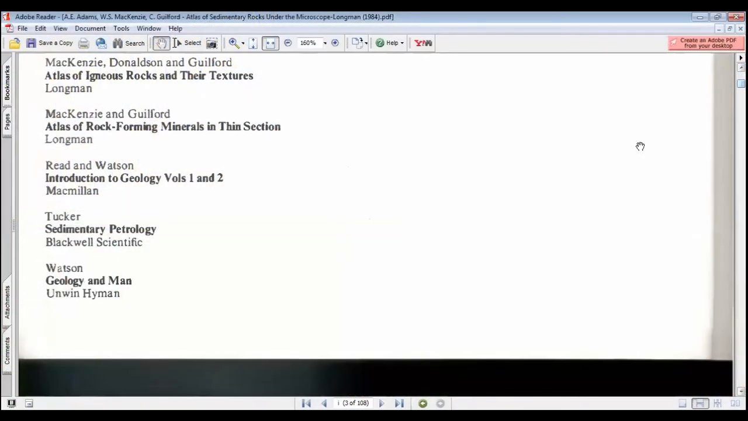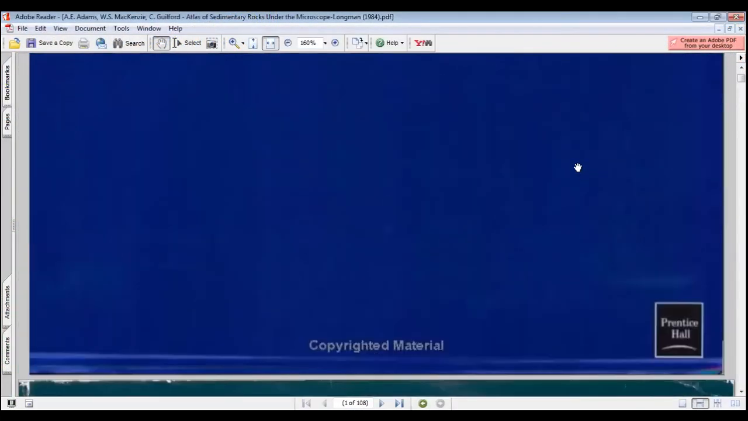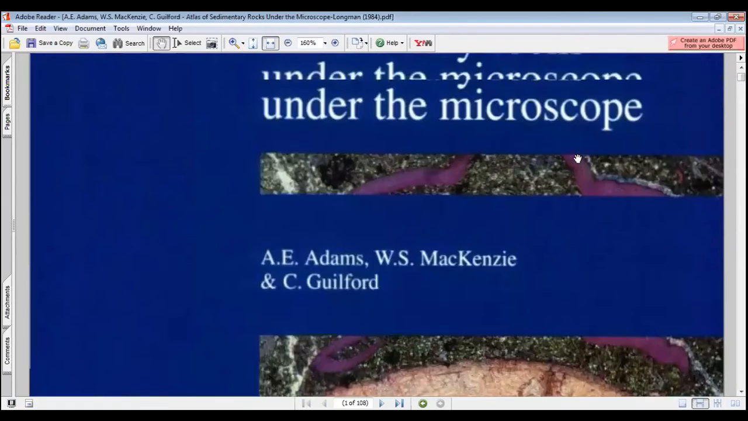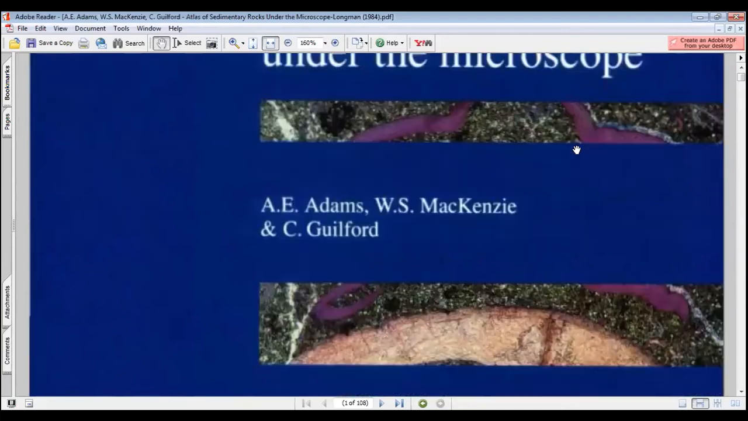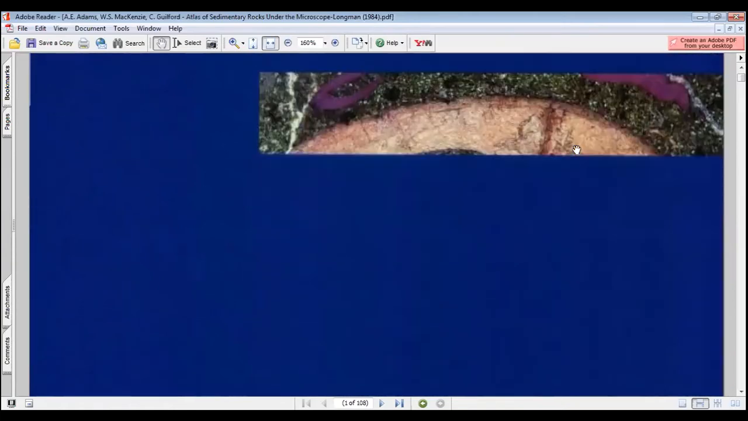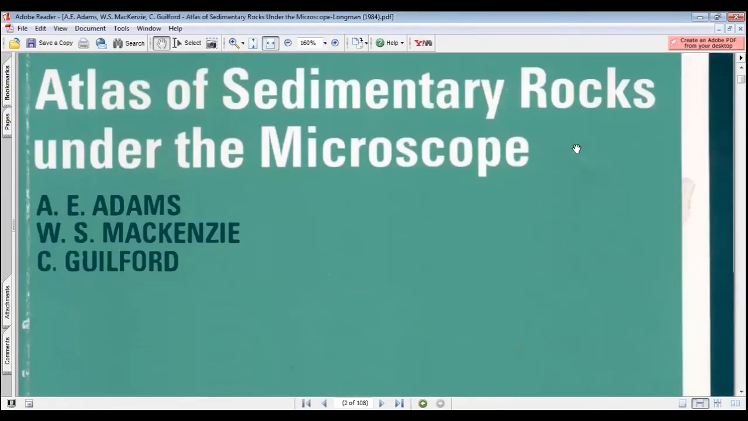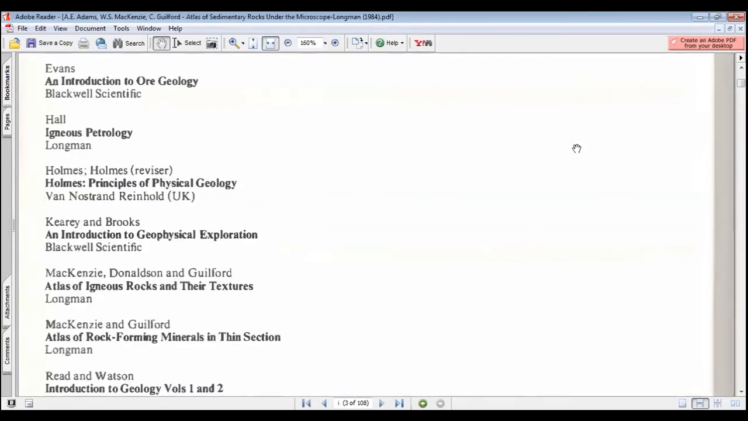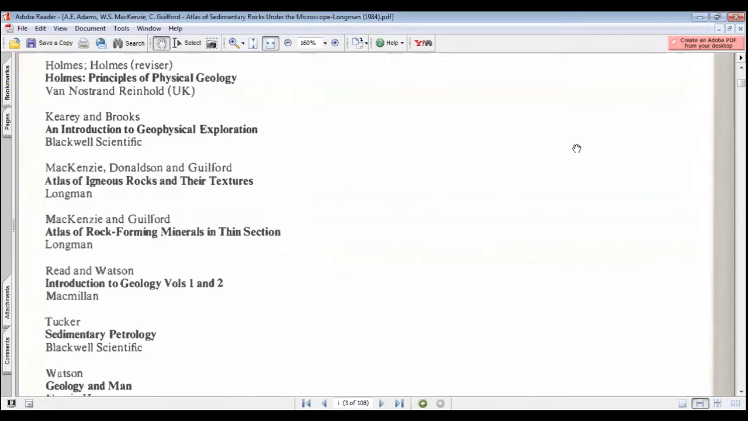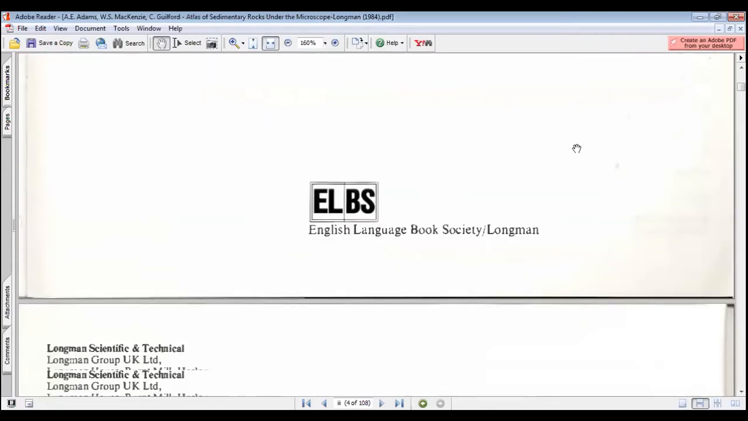Going to study for the next couple of days. This is called the Atlas of Sedimentary Rocks under the microscope, and it is from the same guys, Mackenzie, Adams and Guilford. It's a very interesting book. It was published by the ALBS Society in 1984.